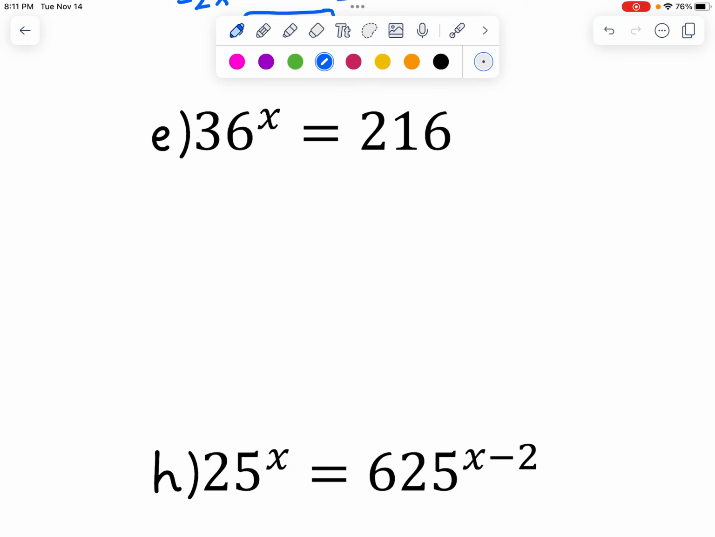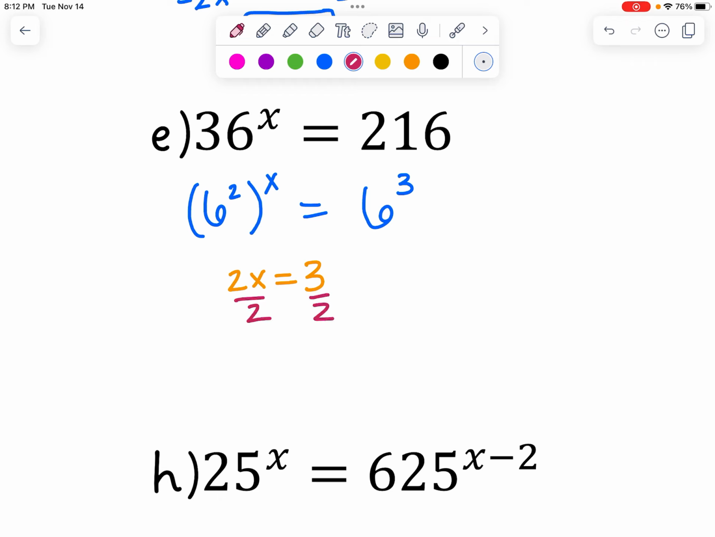so maybe 216 can also be rewritten as 6 to a power. If you're not very comfortable with these, you can always use your calculator to try multiplying these values and see if you can get 6 to 216. And you can. So we've got 6 squared is 36, and then 6 cubed is 216. Now I've got the same base. I can ignore the bases and set the exponents equal. Solve for x, so I'll divide by 2 on both sides, and x equals 3/2.